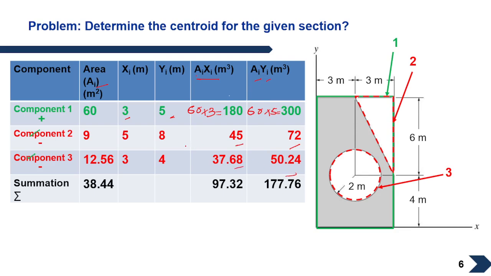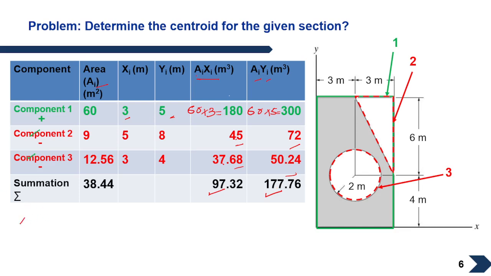Again, I am emphasizing that you need to use different colors or some symbol, so that you avoid mistakes while doing the summation. These two values should be subtracted, and then you will get these values. Now we'll apply the formula and we'll get the answer.